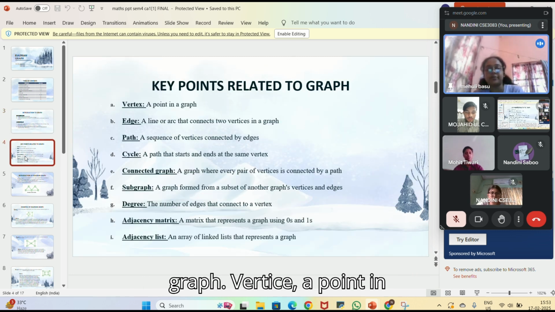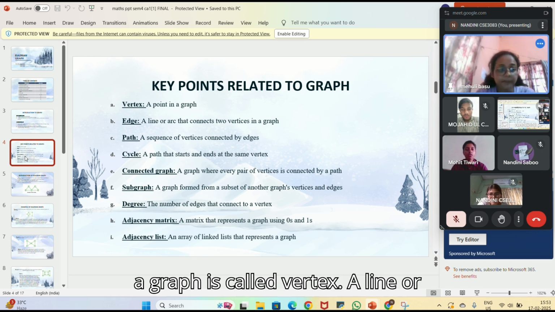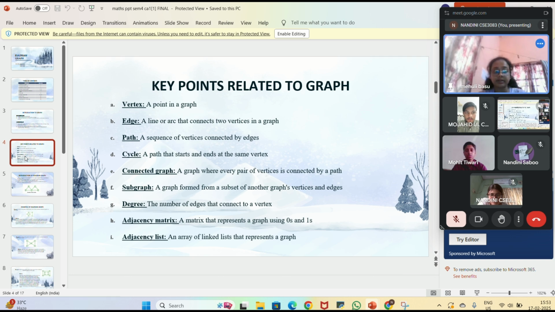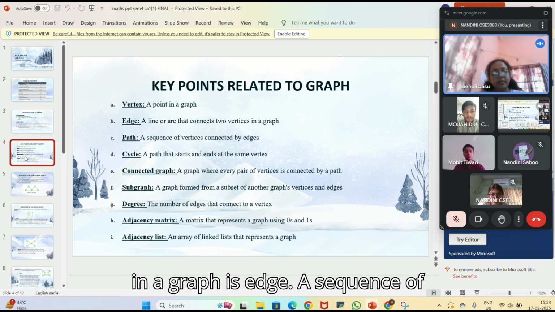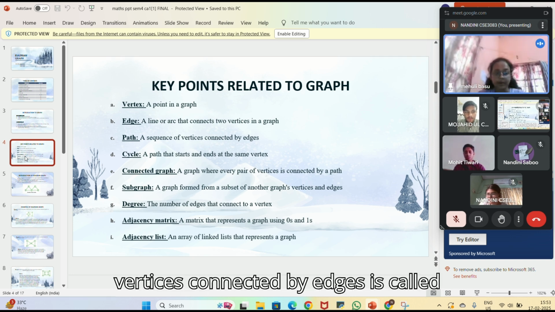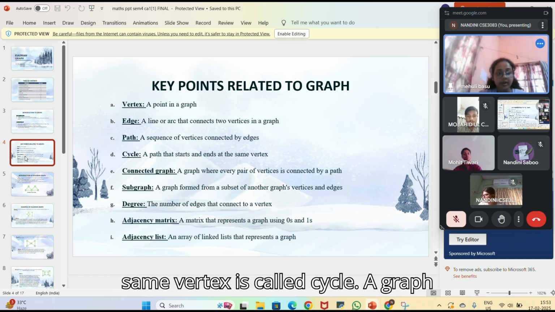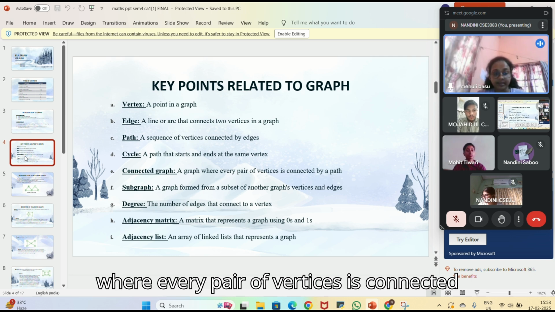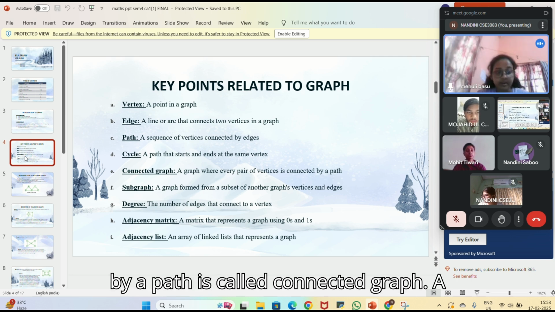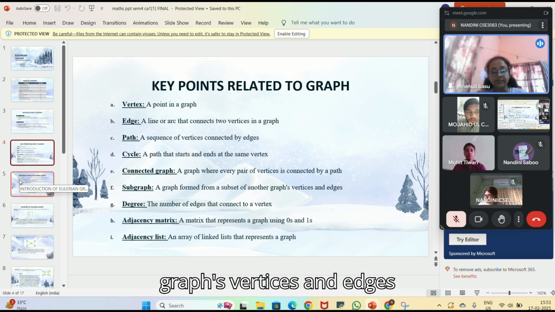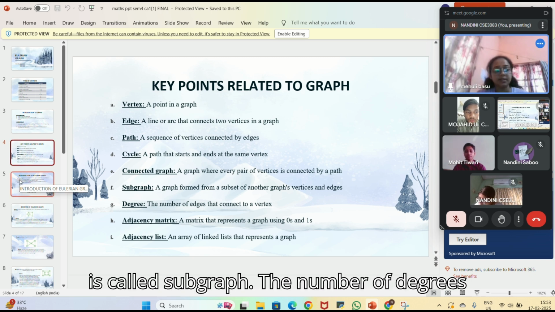Key points related to graph. Vertex: a point in a graph is called a vertex. A line or arc that connects two vertices in a graph is an edge. A sequence of vertices connected by edges is called a path. A path that starts and ends at the same vertex is called a cycle. A graph where every pair of vertices is connected by a path is called a connected graph. A graph formed from a subset of another graph's vertices and edges is called a subgraph.